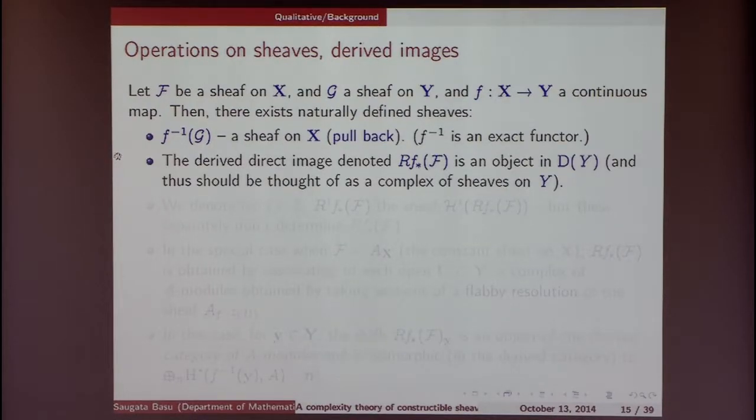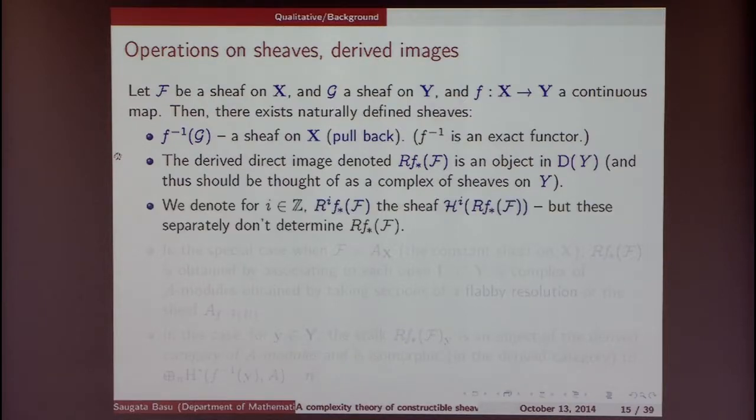Here, in order to get full information, we have to take the derived direct image. Even if you start with a sheaf, if you push it forward, one considers an object in the derived category of Y, which looks like a complex of sheaves. Since it's a complex of sheaves, we denote by R^i f_* the higher derived images, the sheaf that you obtain by taking the i-th homology of this complex, and that's an ordinary sheaf. So Rf_* is an object in the derived category.